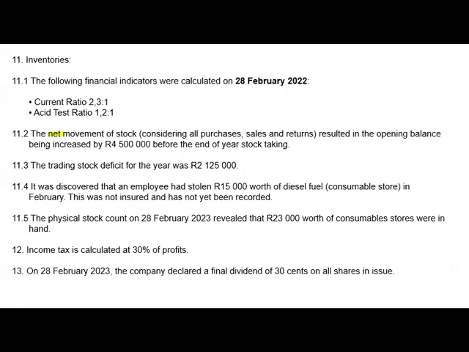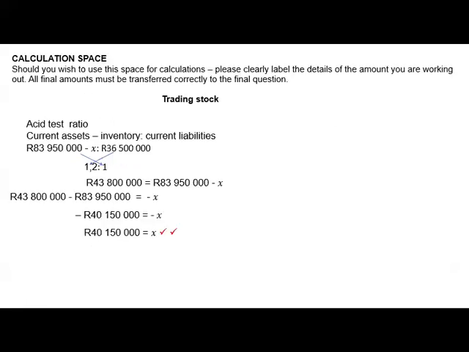They say the net movement of stock, consisting of all purchases, sales, and returns, resulted in the opening balance being increased. So that was an opening balance. We're going to increase it by 4.5 million to determine the trading stock for this year. You just add that to the opening balance that we just calculated, and it'll give you trading stock for this year. Okay, I'll just leave it there until I get more information.